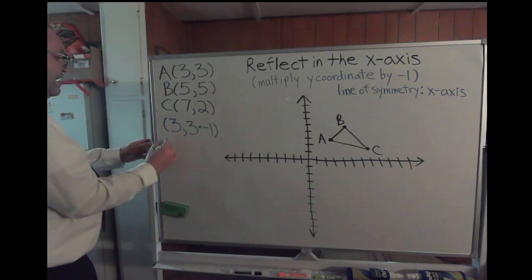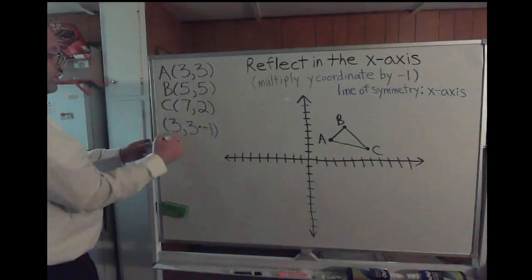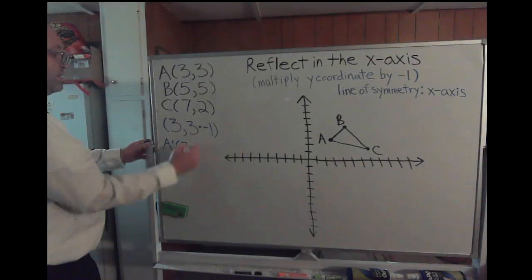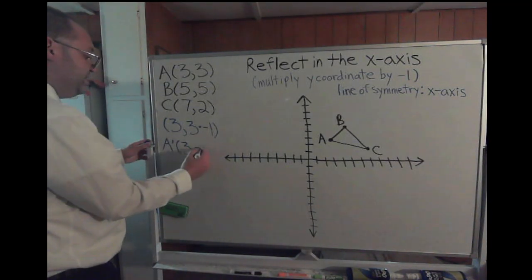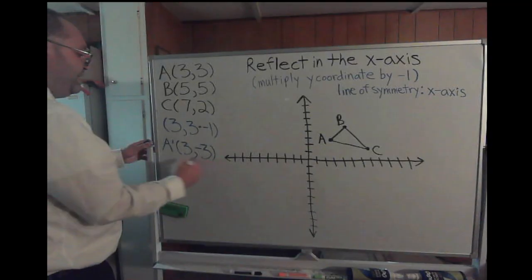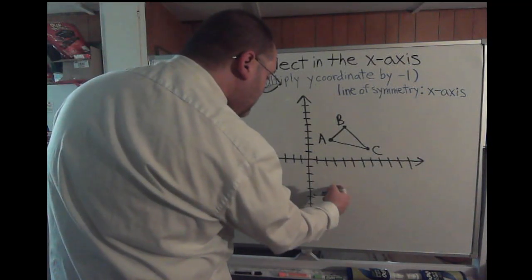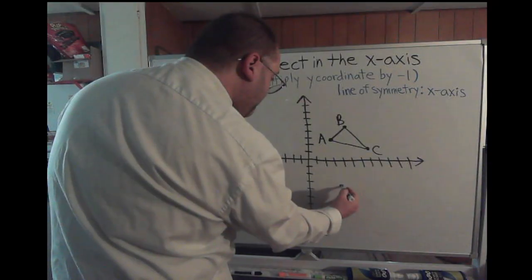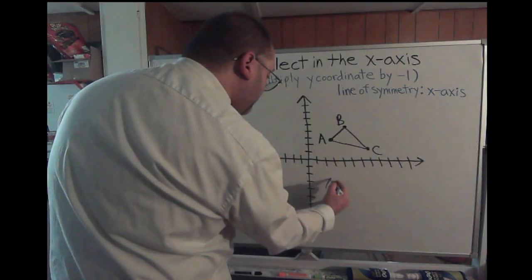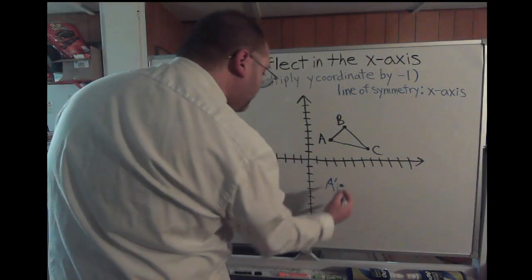So that means your A prime, your transformed A coordinate, has an x-coordinate of 3, and your y-coordinate is 3 times -1, which becomes -3. So A prime is 3, -3. Right there. That's our A prime right there.